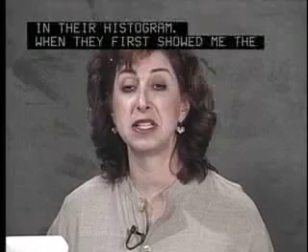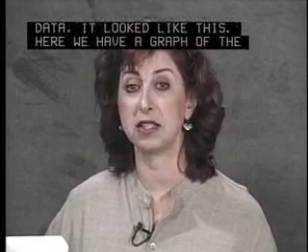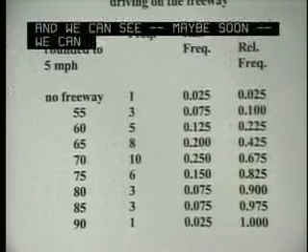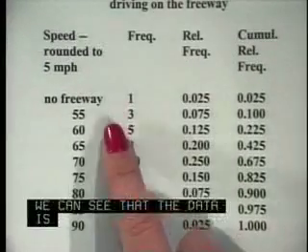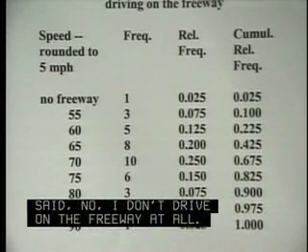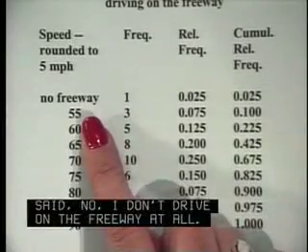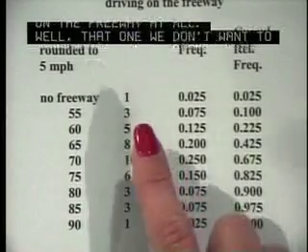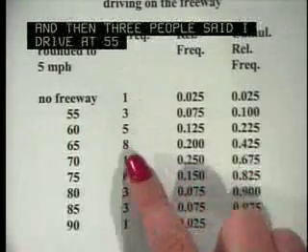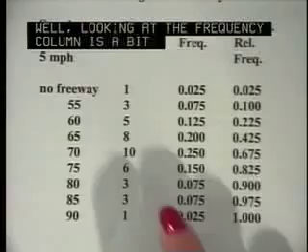Here we have a graph of the data up here, and we can see that one person said, no, I don't drive on the freeway at all. Well, that one we don't want to put down as 0 because it's not a 0 speed. And then 3 people said I drive at 55, 5 people said 60, and so on. Looking at the frequency column is a bit tedious, and especially if we had a much longer column, it would be very difficult to see a pattern.